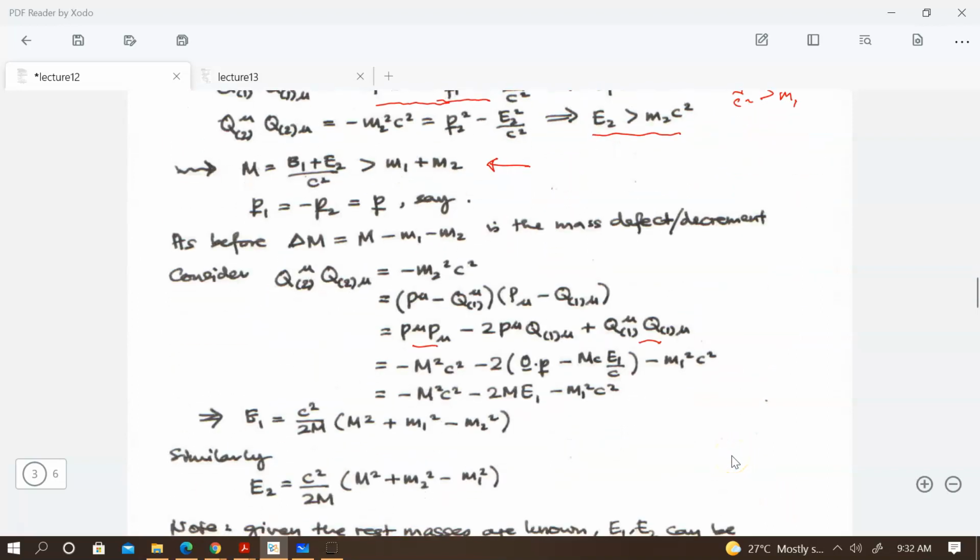Then P mu will give you the invariant for the initial particles. That will give you minus m squared c squared. Q1 mu will give you the invariant for the first particle, which is minus m1 squared c squared. The cross term, you have to look at the individual terms.